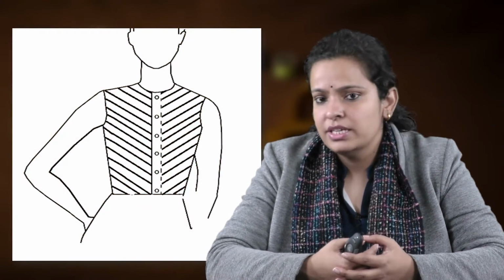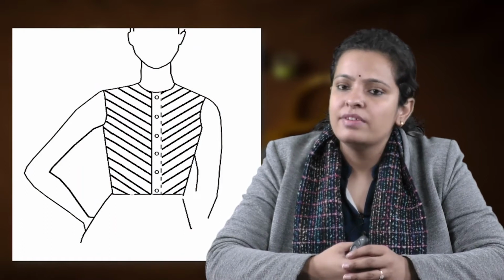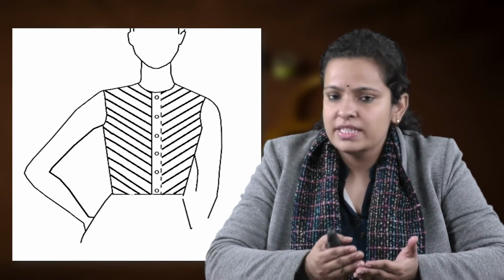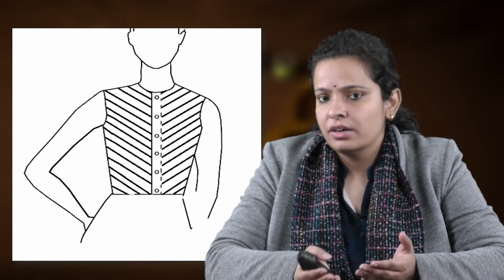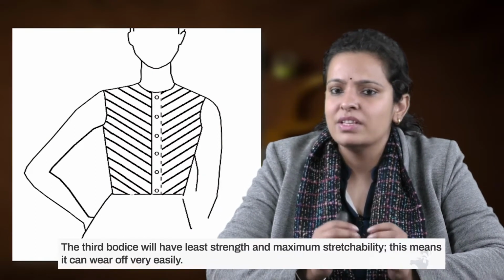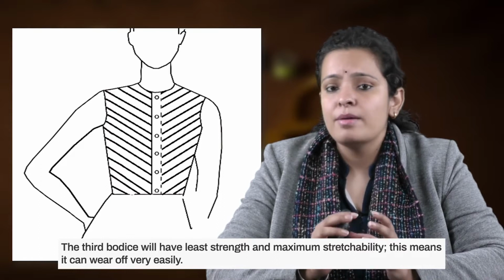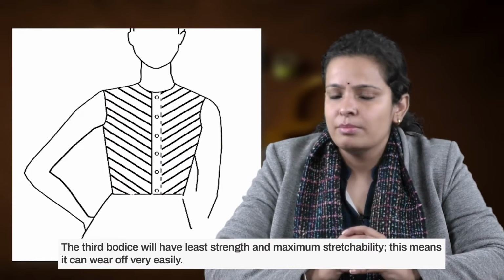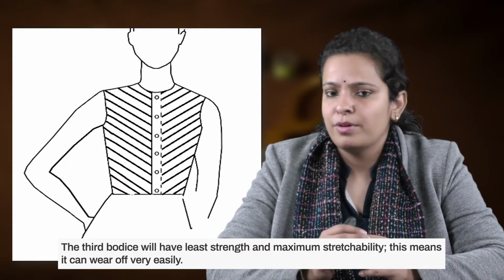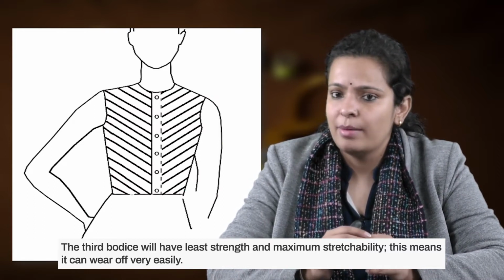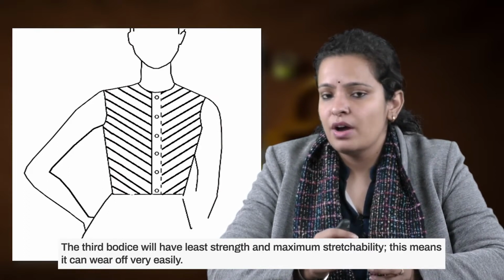But the third body, in the third picture, will have the least strength. Like the first, which is cut lengthwise, it will have good strength. The one cut crosswise will have lesser strength than the lengthwise. But the fabric cut on the bias grain will have the least strength and maximum stretchability. The garment cut on the bias grain and made with that type of fabric grain will have maximum stretchability. This means it can wear off very easily.